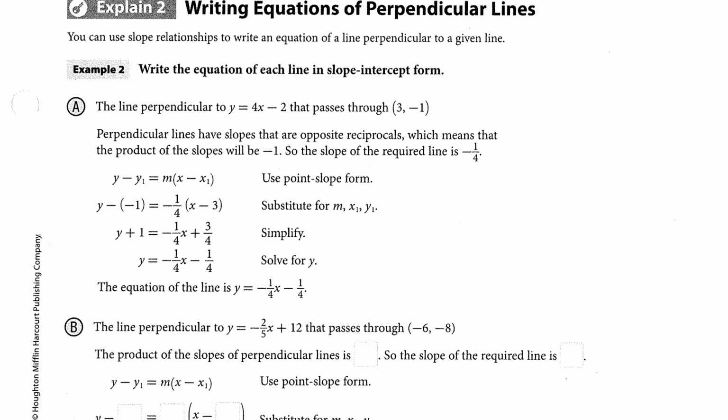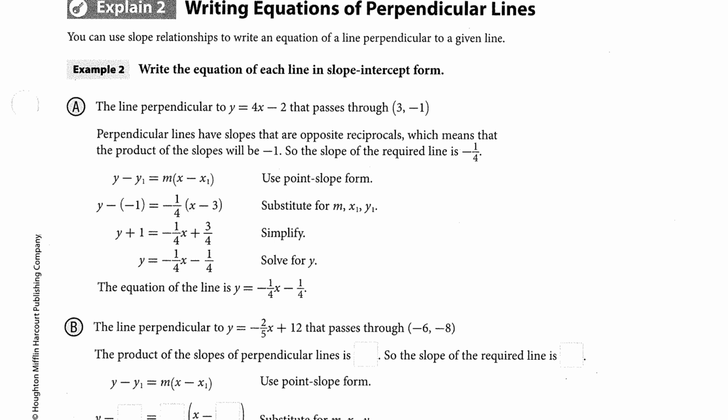Perpendicular lines have slopes that are opposite reciprocals, which means the product of the slopes will be negative 1. So the slope of the required line is negative 1/4. The reciprocal of 4 is 1/4, but we need the opposite, so negative 1/4.